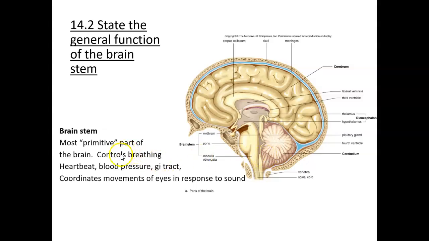And what that means is it's going to control the basic things that you need to live. Breathing, heartbeat, blood pressure, your gastrointestinal tracts. How does your stomach work? How do your intestines work? Your brainstem can coordinate movements, like your eyes in response to sound.